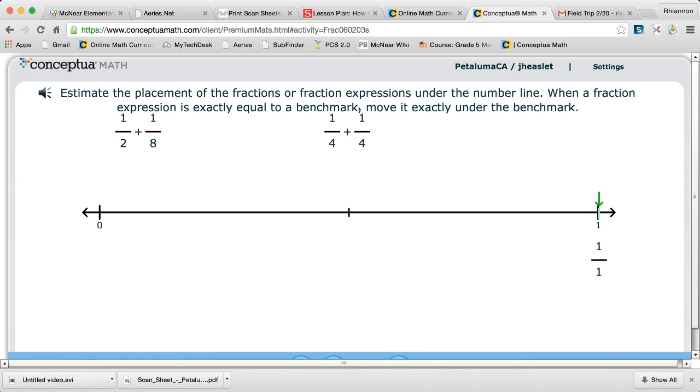Next, let's look at 1/4 plus 1/4. The first thing I see is that my denominators are the same, so I can go ahead and add. 1 plus 1 is 2, and then in addition and subtraction of fractions, our denominator always remains the same. So I am left with 2/4, which I know is equivalent to 1/2.